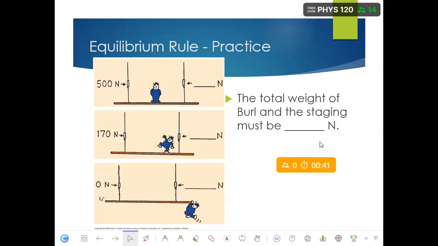170, what should be here? 0, what should be here? You can do one per group, yes. One per group, that's okay. Or you can do it in the intro.